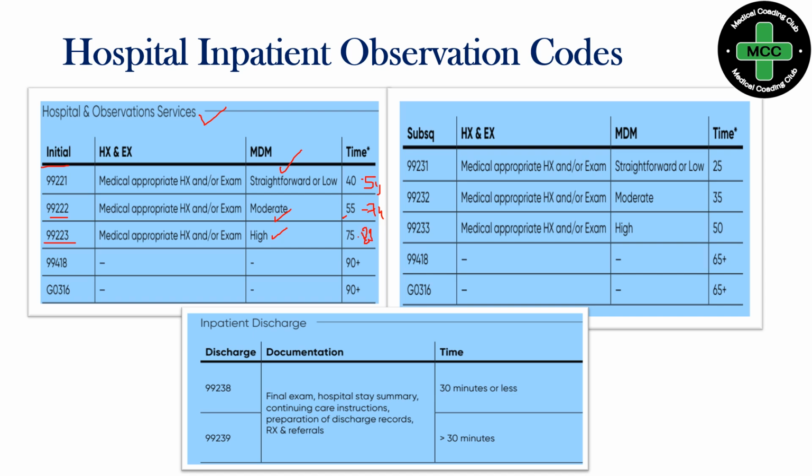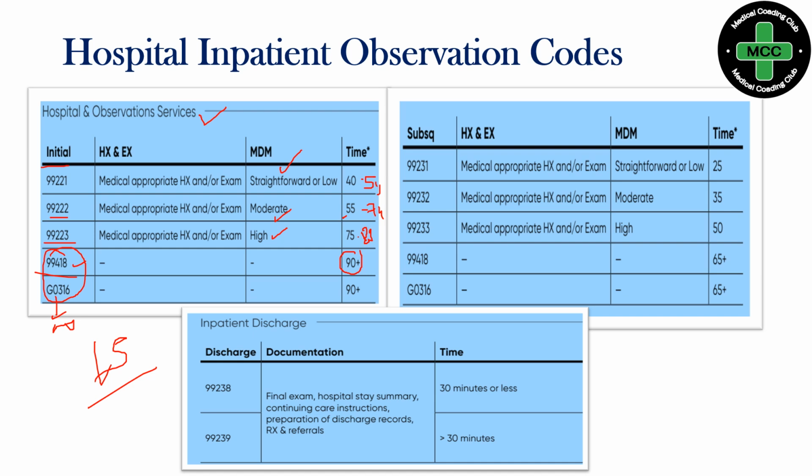Up to 89 minutes you can bill 99223. And these are the prolonged service codes. G series is a CMS code, you don't need that. The AMA code is 99418. So if you meet more than that, if you get 90 minutes, you can take 99223 and 99418. For each additional 15 minutes, you can consider 99418.